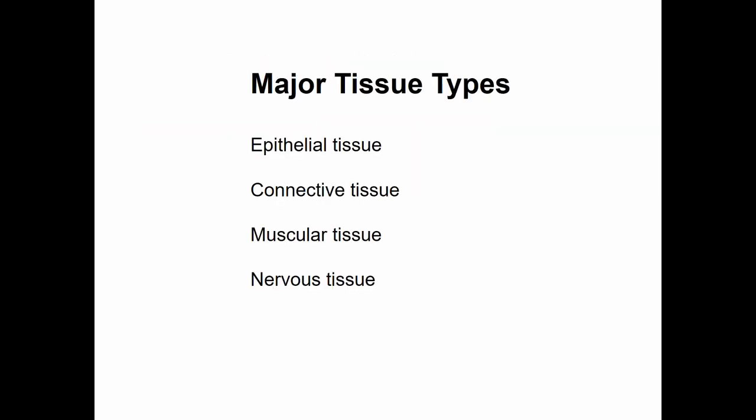So as I mentioned, you're going to have four major tissue types that you're going to be hearing about among this week and next week. We're going to start with epithelial tissue, then connective, muscle tissue, and nervous tissue. So everything will fit into this classification of tissues, right? So if I say to you, okay, what type of tissue is cartilage? And you would say it's a specialized connective tissue, okay?